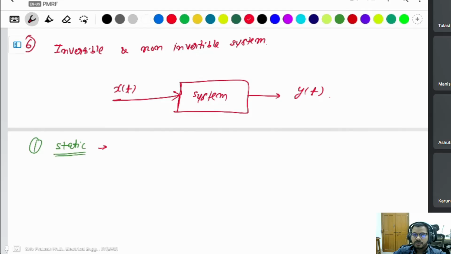A dynamic system has some inductor or capacitor, which will store some energy or provide some delay in the output current or voltage. That system is a dynamic system. It has some memory. In the case of an inductor, it will store some energy. Same thing, it stores some memory. After some process, it will give the output. That's why the system is a dynamic system.